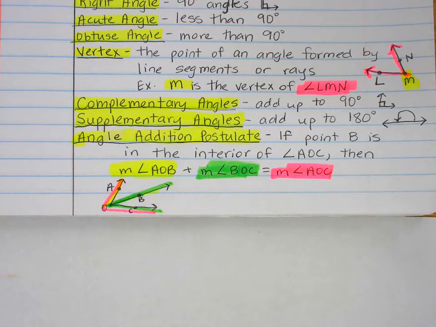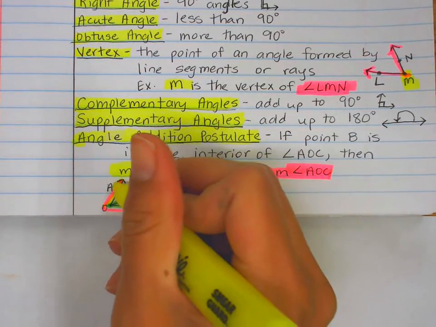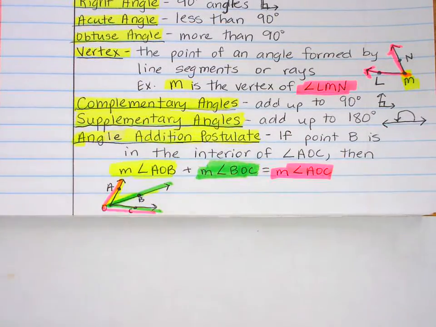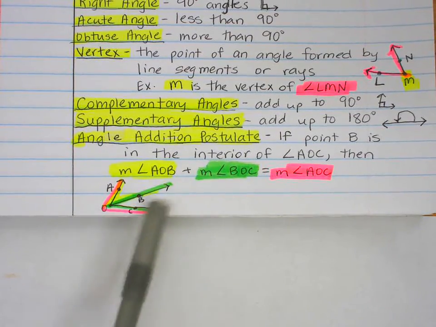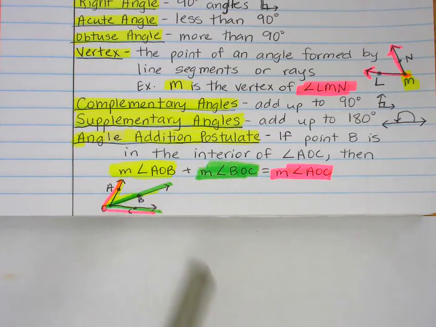So basically, if you see the colors, the yellow one plus the green one equals the pink one. That's a much easier way to say it. The yellow plus the green equals the pink. There we go. All right, let me just put some numbers in there so it can make sense.